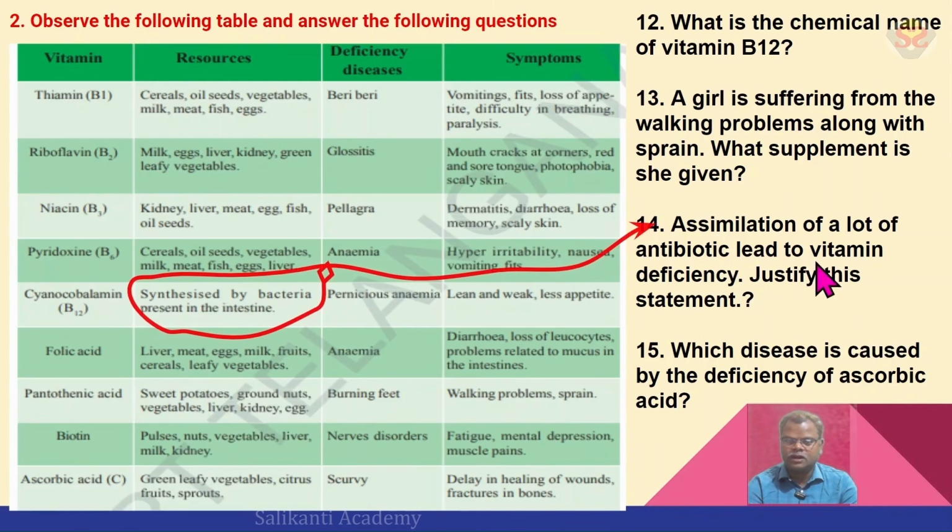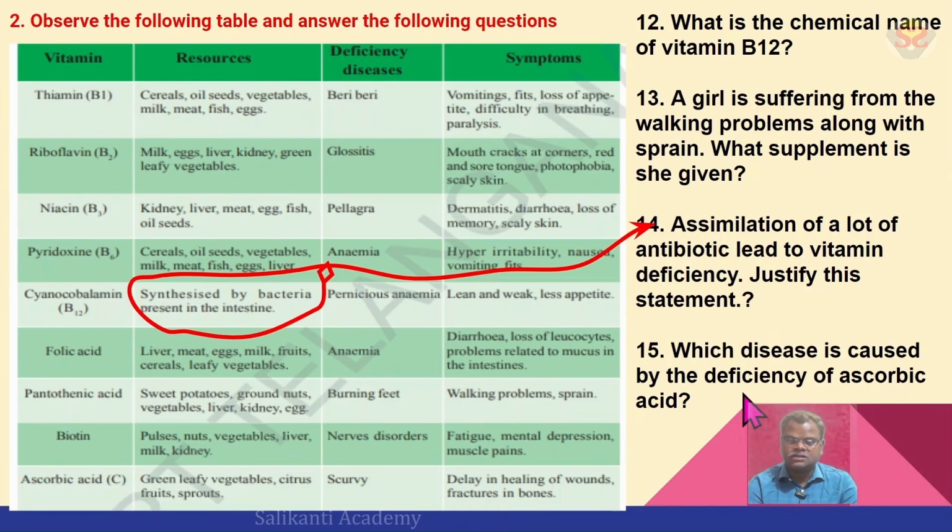Assimilation of a lot of antibiotics leads to vitamin deficiency. Justify this statement. Synthesized by bacteria in the intestine. Assimilation of a lot of antibiotics decreases or kills the microorganisms in the small intestine. Due to this, cyanocobalamin vitamin deficiency occurs.